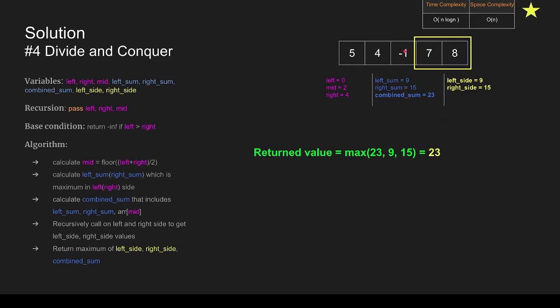So as we are going in the recursion, there is a time complexity of O(n log n), because we are dividing the array into two parts, and the space complexity, because recursion can go until the last element in a single stack. That's why the space complexity becomes O(n).